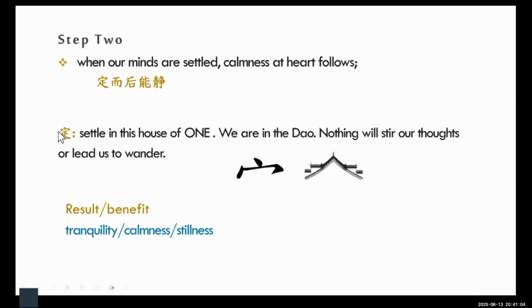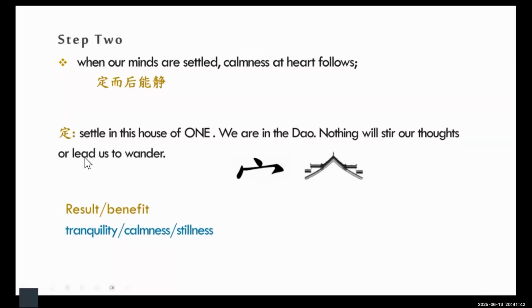Now let's look at this word 定, which means settle. It can also mean stability. It can also mean unwavering. And when we look at the top part of this word, it's like a house, right? It's like the roof of a house. So when we are in a house, especially now we are in a house of one, then we are in the Tao. Then we have unwavering objective, unwavering purpose in this life.